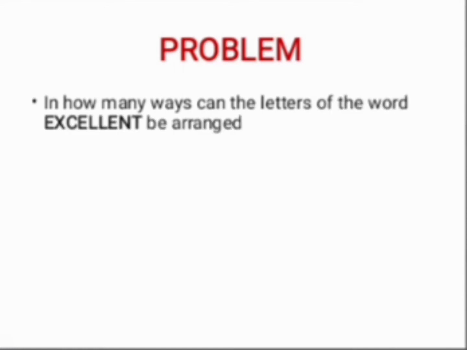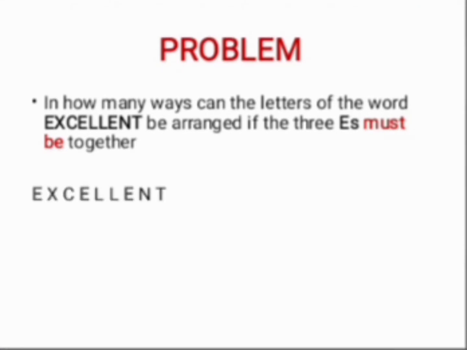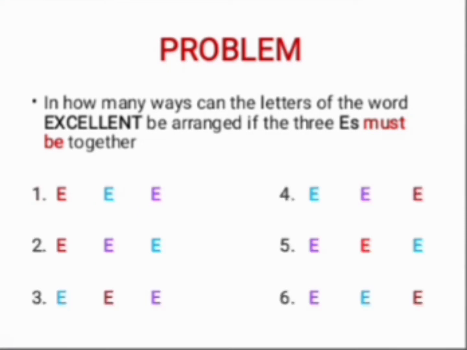The first problem we have here is, in how many ways can the letters of the word excellent be arranged if the three E's must be together? To solve this, first find the number of ways the three E's can be arranged since they must be together. Assuming the three E's are different items entirely, they can be arranged in 6 different ways, taking one at a time. This arrangement can be denoted as 3 factorial.